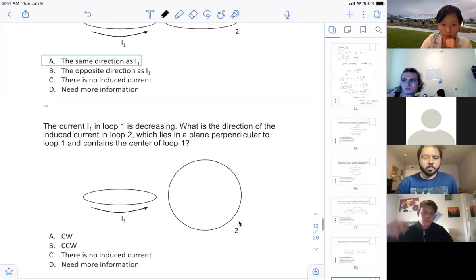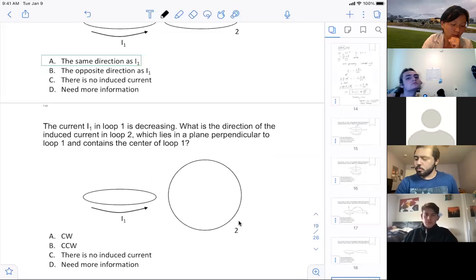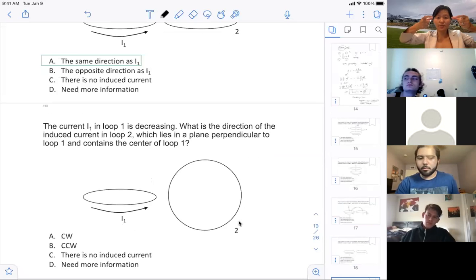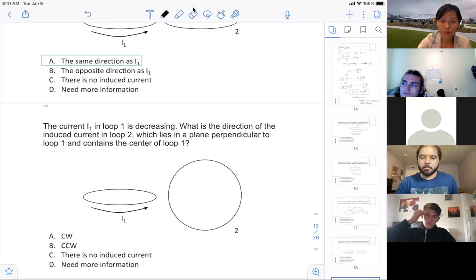Now the last one on this topic is what if I simply rotate loop 2? So they're not really side by side. This is where they were side by side, but I rotate one of them, but it's perpendicular to the original one. What happens now? If you would like to go ahead and enter your answer for this one.